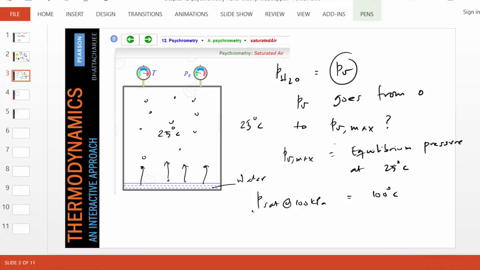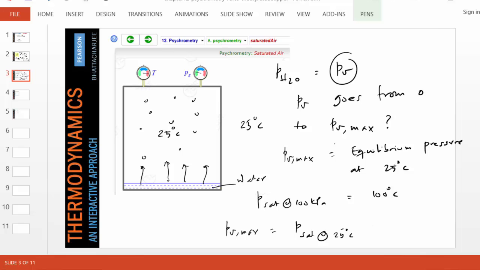Suppose you're boiling water on a mountain top and the pressure is 80 kPa. At what temperature will water boil? The equilibrium, the saturation temperature at that pressure. So here we know the temperature, 25 degrees Celsius. So what will be the PV max? PV max will be P sat at 25 degrees Celsius.